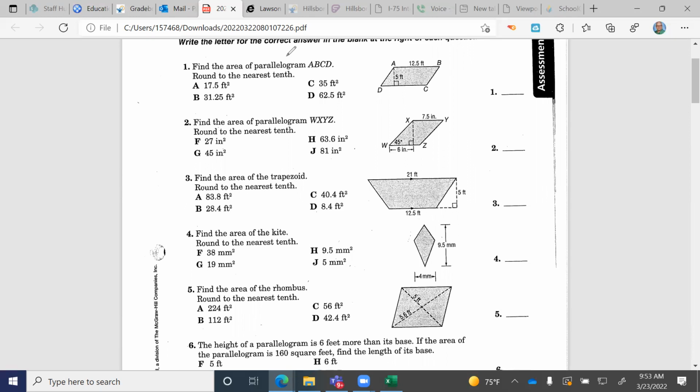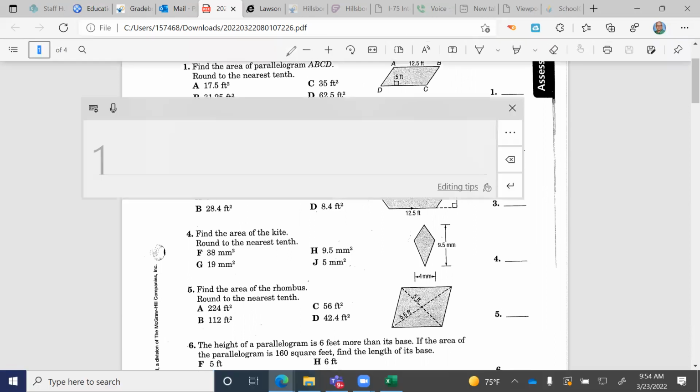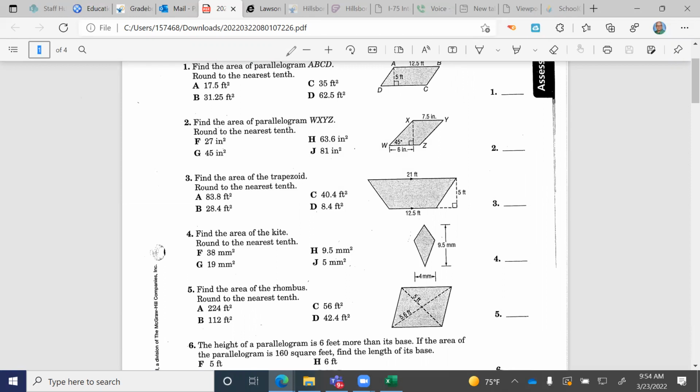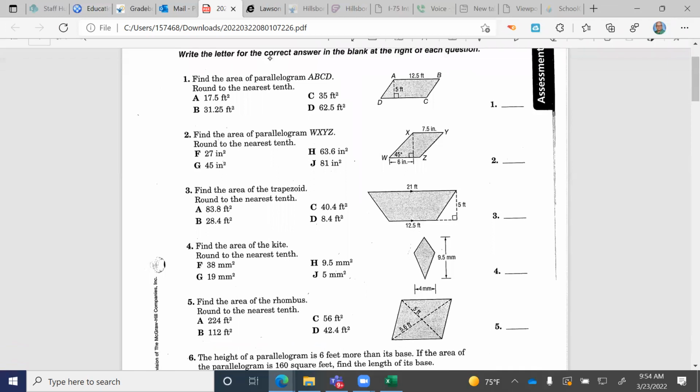So, number one. In order to do any of these problems, you have to recognize what formula you're going to use first. The first one is dealing with a parallelogram. Well, what formula can we use for a parallelogram? Area equals base times height.